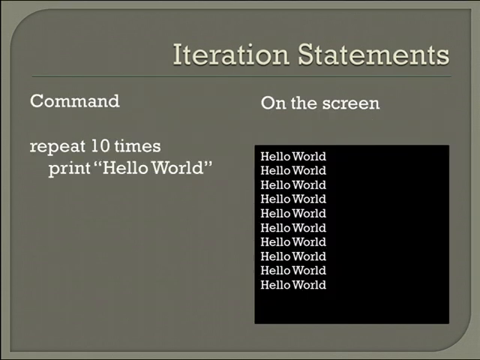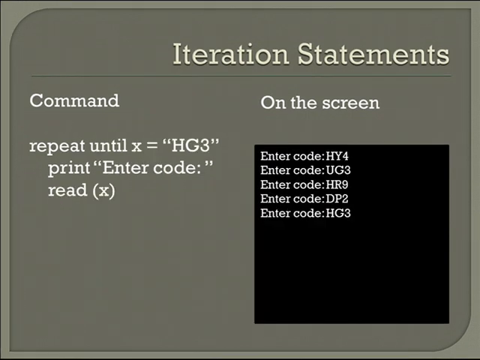Some iteration statements allow a loop to be performed a specific number of times, whereas others loop until a certain condition is met. In this example, the user will be prompted, repeatedly, to enter a code until they enter HG3, at which point it will come out of the loop and continue with the rest of the program.